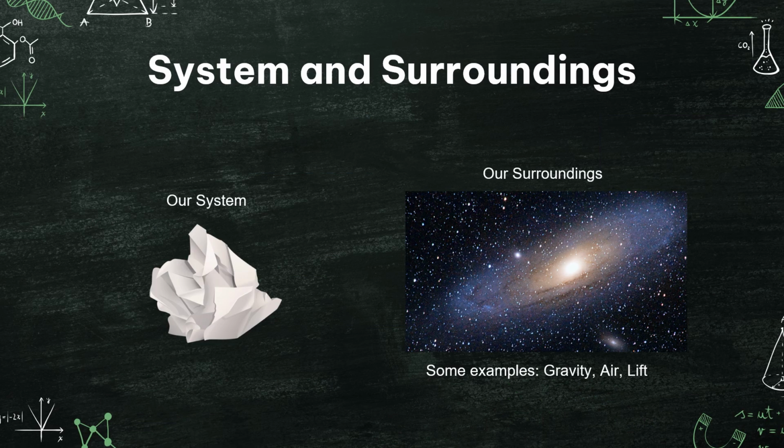Very briefly, the system and surroundings. Our system is going to be the crumbled up piece of paper, 2 of them combined to form a ball, and our surroundings is basically everything that affects this piece of paper while it's traveling in motion, some examples being gravity, air, and lift. And for the purposes of our computational model, we will only be taking account of gravity and air resistance.